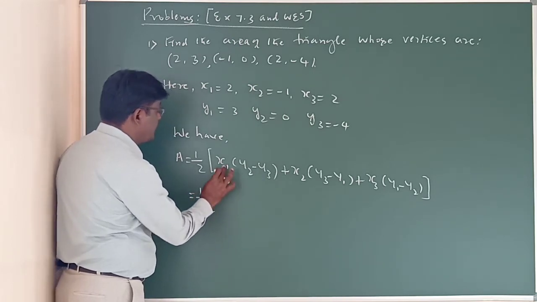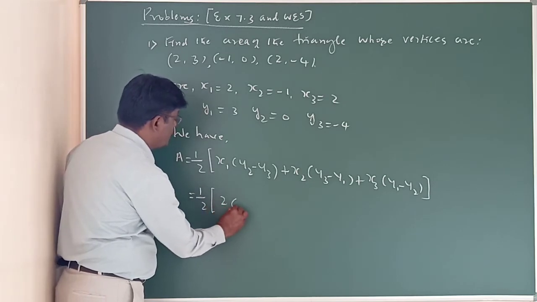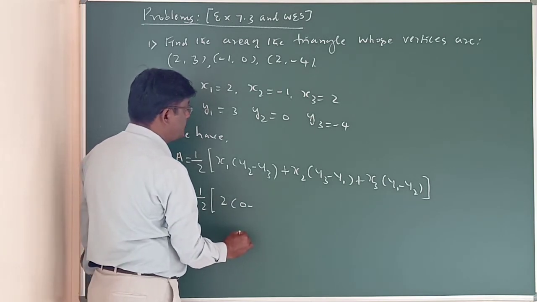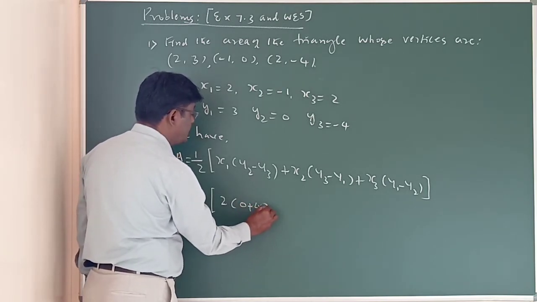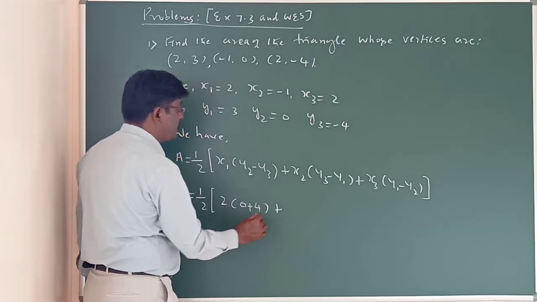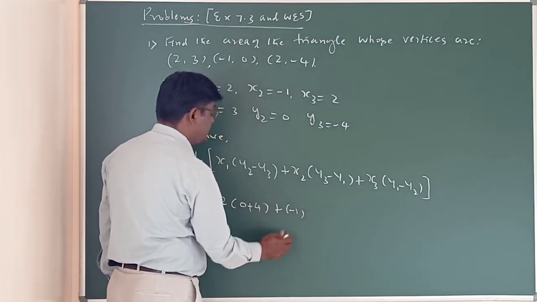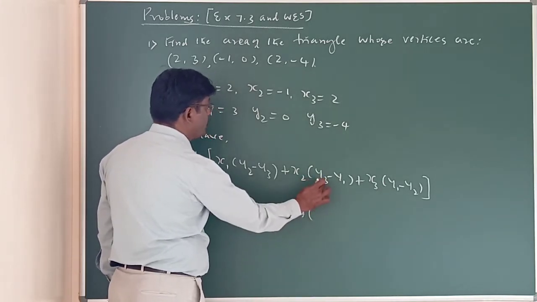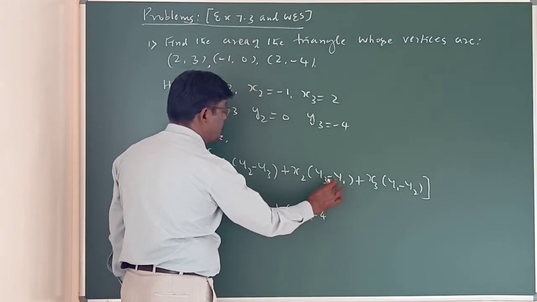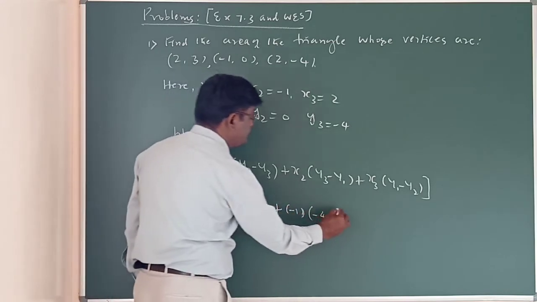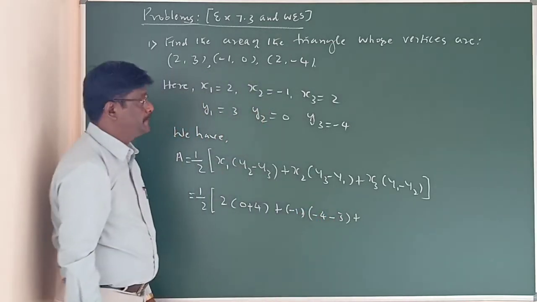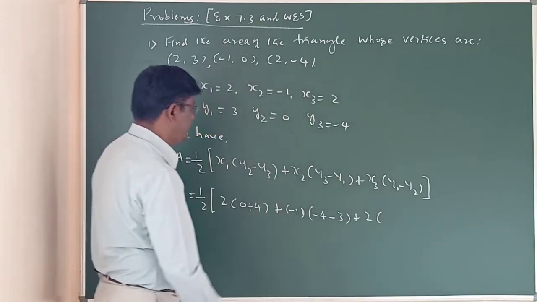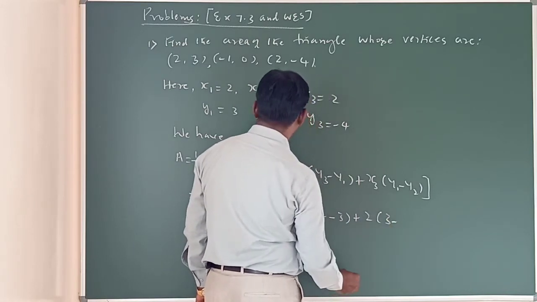Now let us substitute. Half of x1 is 2, into y2 which is 0, minus y3 which is minus of minus 4, plus x2 which is -1. It is better to keep the minus sign and substitute within brackets, on the safer side. x2 into y3, -4, minus y1, 3, plus x3 which is 2, into y1, 3, minus y2, 0.